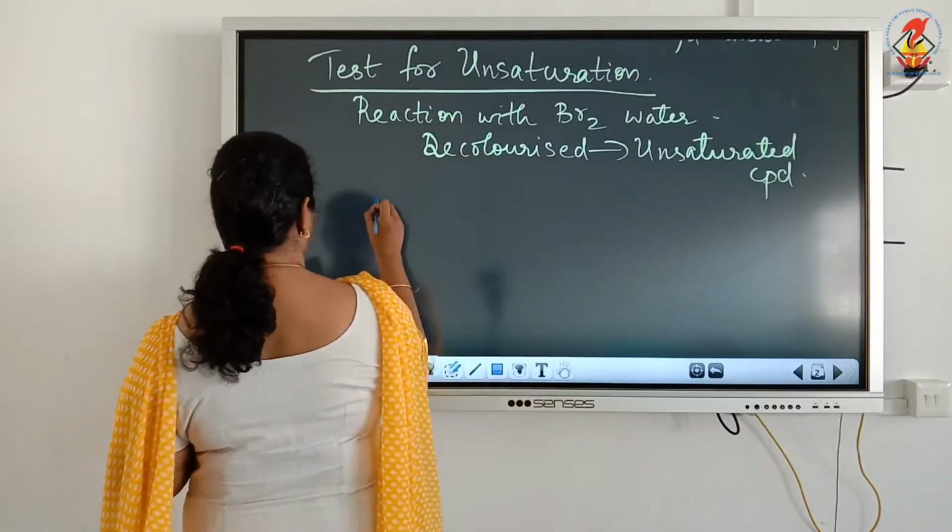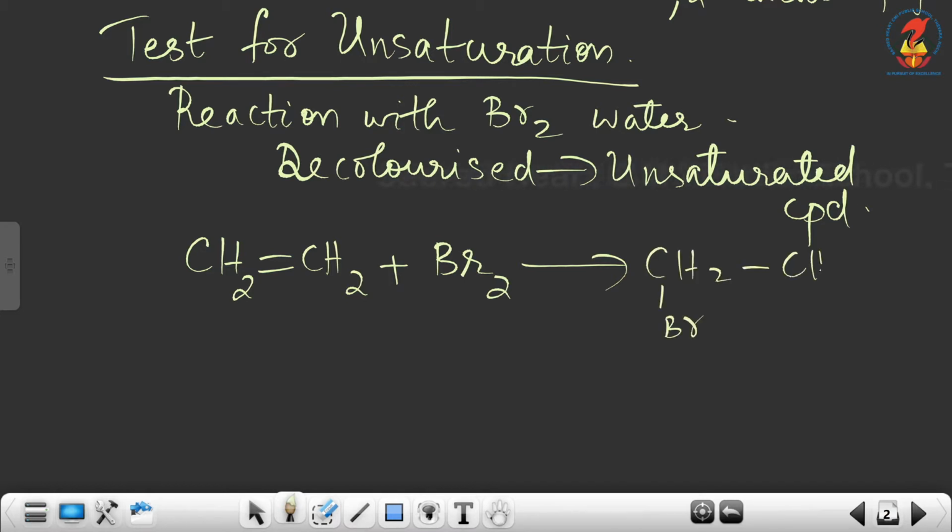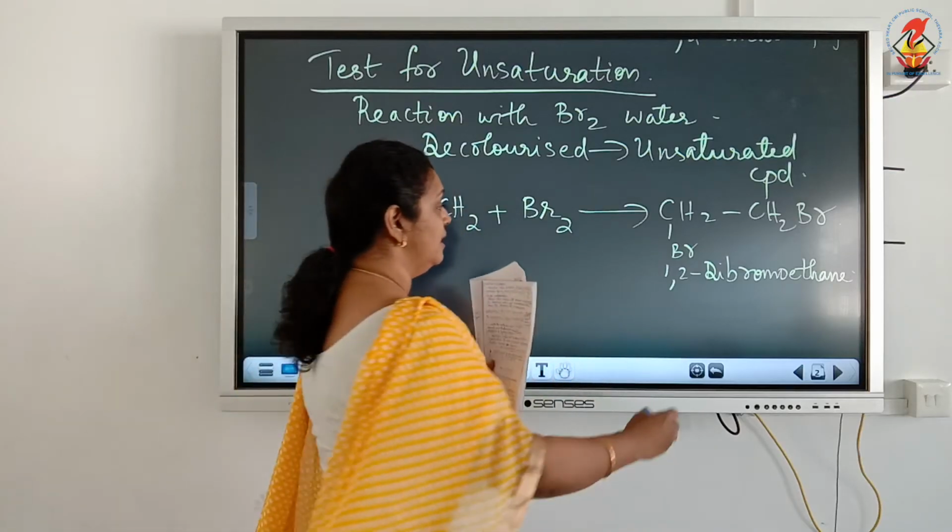I'm going to write ethene, CH2 double bond CH2 plus bromine. What will happen? The double bond breaks, bromine adds to double bonded carbon. We get CH2Br, CH2Br. Double bond becomes single bond. And the name of this compound is 1,2-dibromoethane. Okay, so this is colorless.